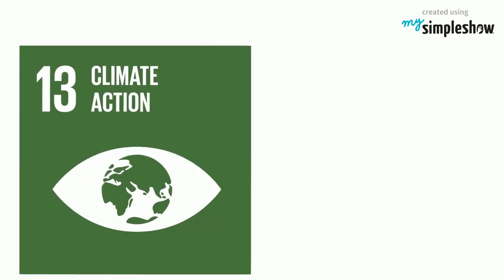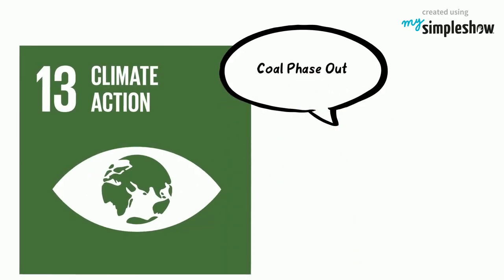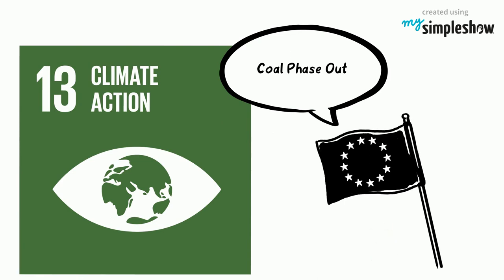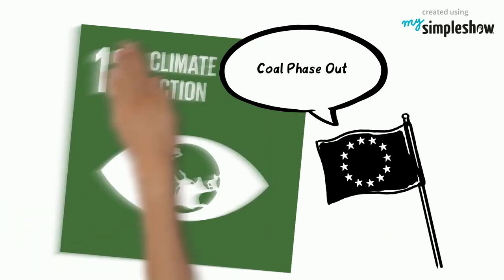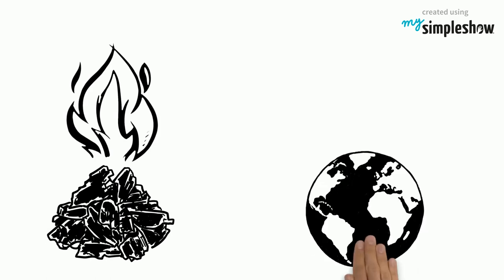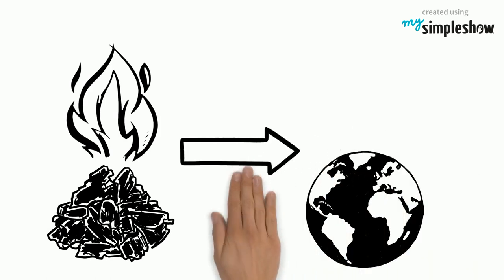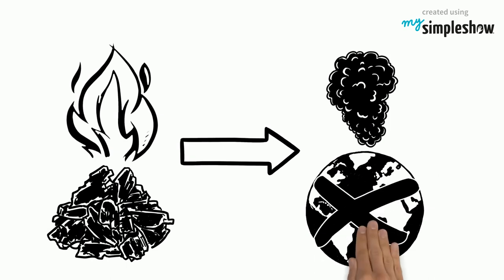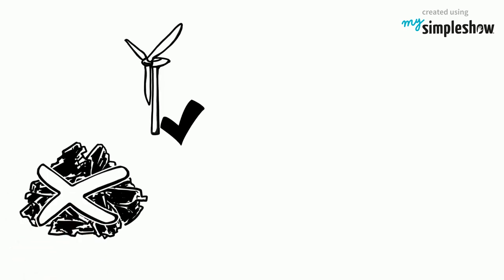Goal 13 of the Sustainable Development Goals, Climate Action, the Coal Phase Out in the European Union. Burning fossil fuels is how most of the world generates power. When fossil fuels are burned, they release chemicals that have bad effects on the planet. A finite number of fossil fuels mean that once they're gone, other forms of energy will be needed.